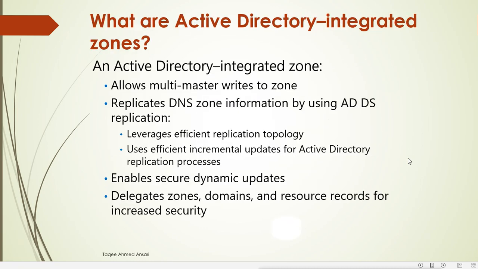Now what are Active Directory integrated zones? Active Directory integrated zones allow multiple masters to write to the zone. That means multiple zone masters can write into the zone, and then the zone DNS information is replicated by using ADDS replication. That means the zone information is also replicated through Active Directory replication. This leverages the efficient replication topology and efficient incremental updates of the Active Directory replication process. Active Directory creates its own efficient topology for replicating the database, and with that the DNS also does its own replication.